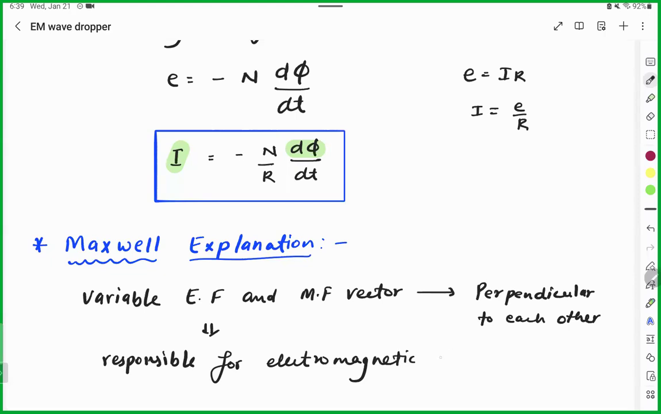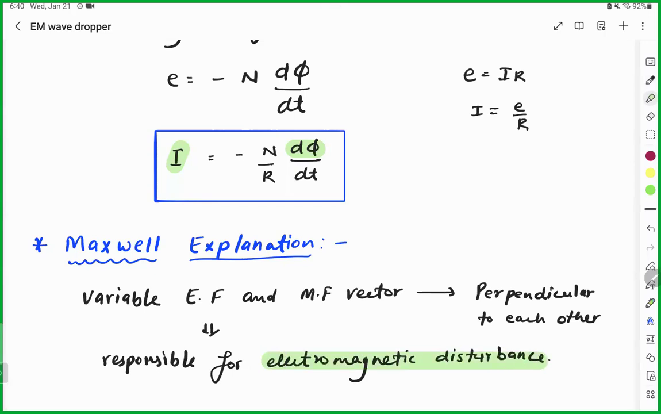I'll explain this again. We are saying that we have variable electric field and magnetic field. Correct? Variable electric field will produce current. Current will produce magnetic field. Variable magnetic field will produce current again. So when you are changing electric field and magnetic field, it is responsible for electromagnetic disturbance. Means it is responsible for the electromagnetic wave. Electromagnetic disturbance means electromagnetic wave.